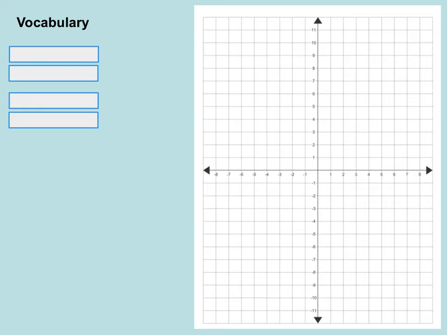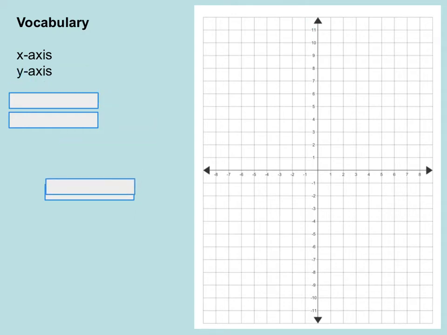Okay, so the first thing we're going to do is to have a look at some vocabulary that you should be aware of. So the first word we have here is x-axis. If we go across to the graph here, this line that's running across here is one of the axes, and this line that's running up and down here is another axis. One of them is called the x-axis and the other one is called the y-axis. They're not labelled at the moment.